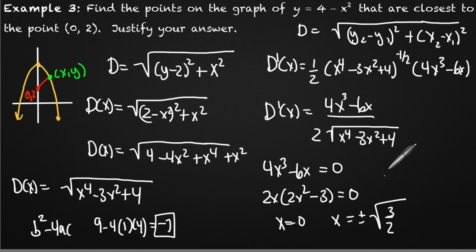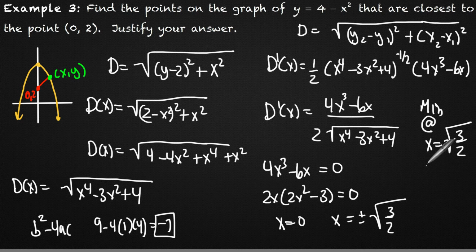And when you do, I'm not going to do it for the sake of time, but when you do that, you're going to find that there's going to be a minimum. You're going to see that there's going to be a minimum value at x equals root 3 over 2. So we're going to take that, we're going to plug it back into our function to find our y. All right, there's also going to be a minimum value at negative root 3 over 2.